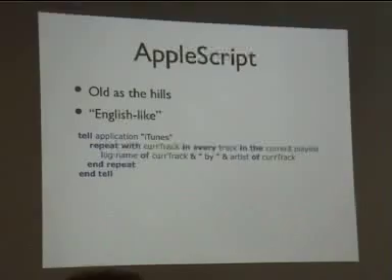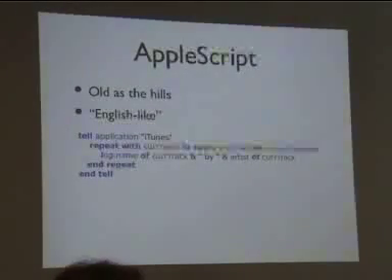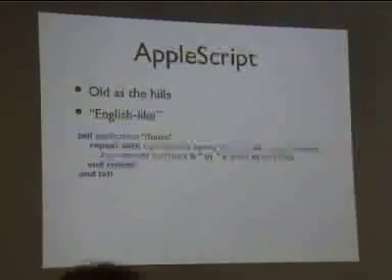Apple actually bought it from another company and rebuilt it, and the previous application has a very similar scripting library, funnily enough. It's English-like, so you tell application iTunes to repeat with cur_track in every track in the current playlist, to log name of cur_track and artist of current track. Then you end the repeat and then the tell. That almost sounded like English. There are lots of things you can do with it.